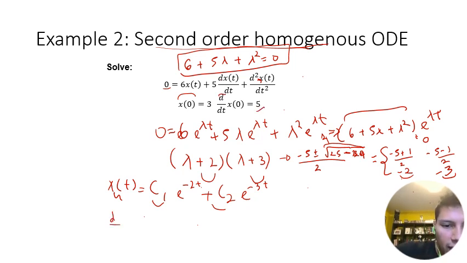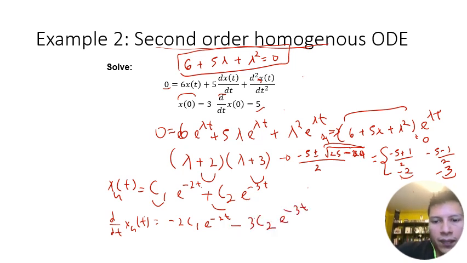So we're going to have that d dt of x homogeneous of t is actually equal to negative 2c1 e to the negative 2t plus minus 3c2 e to the negative 3t. And okay, now we can plug in our initial condition.